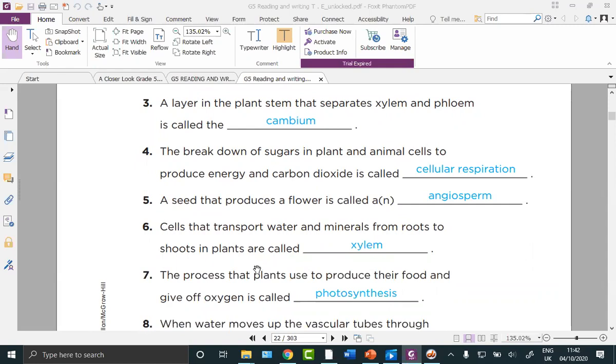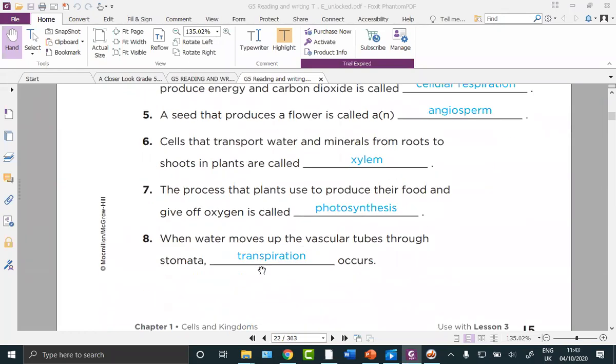Number 8. When water moves up the vascular tube through stomata, transpiration occurs. Yes. Thank you. Next page.